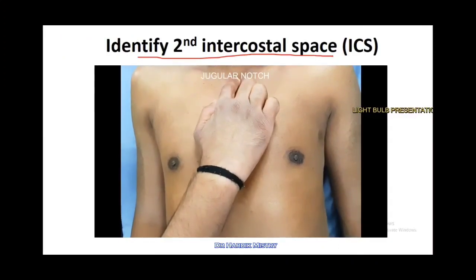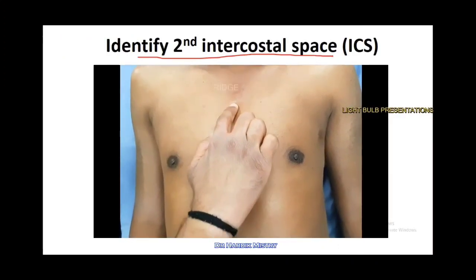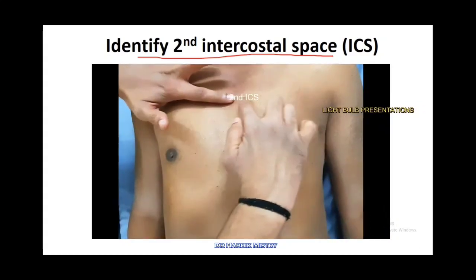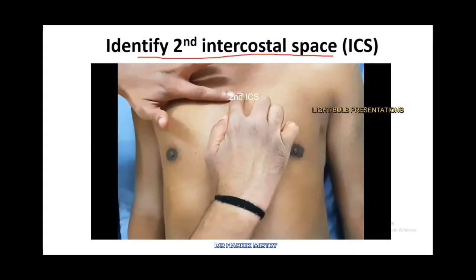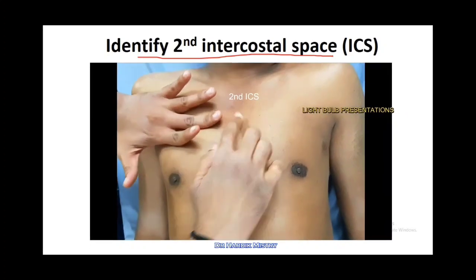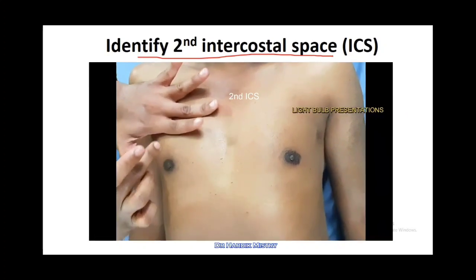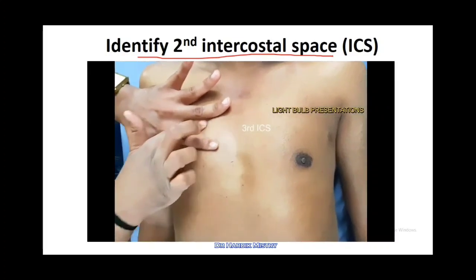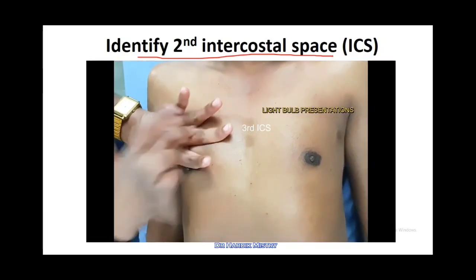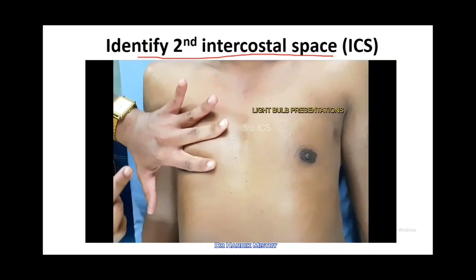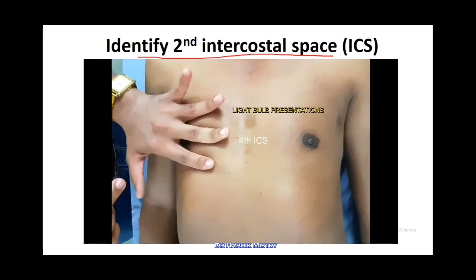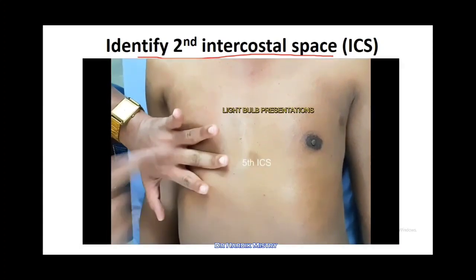While doing percussion, the first thing we have to do is identify the sternal angle, and along with it the parallel line is the second intercostal space. So identify the second intercostal space, and then, starting from the resonant to the dull area, tap with the left middle finger, and the right middle finger will be the percussing finger. With the tip on the middle phalanx of the left finger we have to percuss.